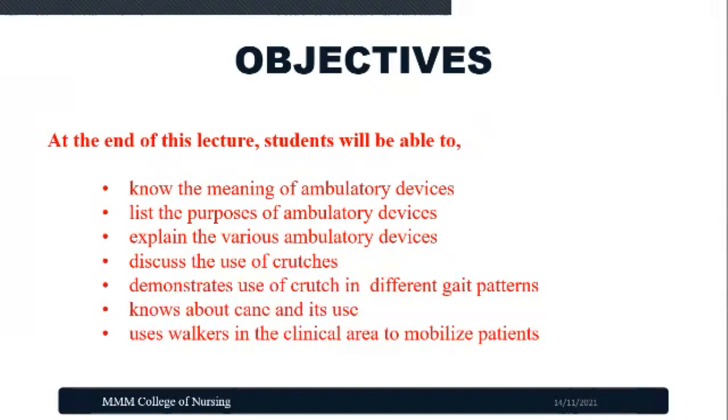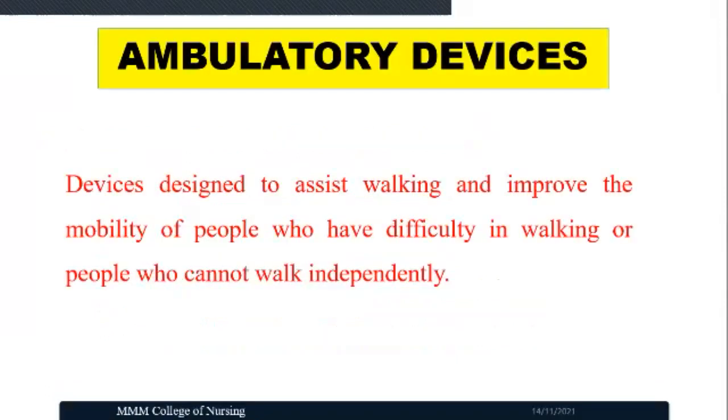So let us go into the content. First we'll look into the meaning of ambulatory devices. Ambulatory devices are any devices designed to assist walking and improve the mobility of people who have difficulty in walking, or people who cannot walk independently due to any trauma, injury, illness, or some kind of deformities.